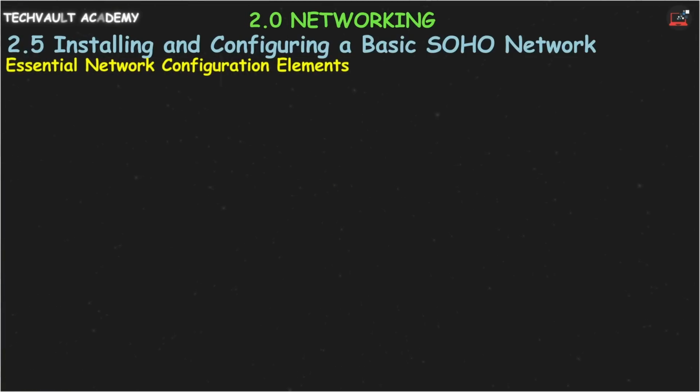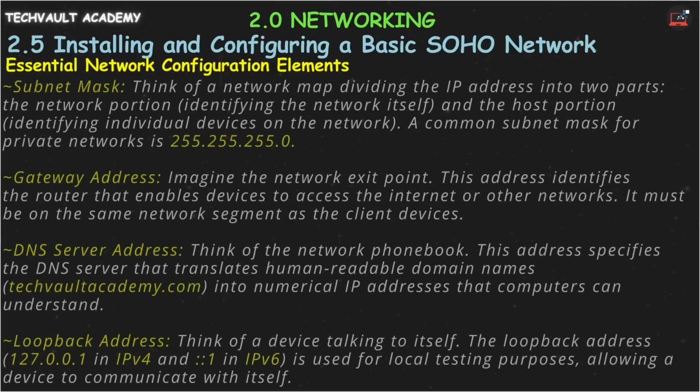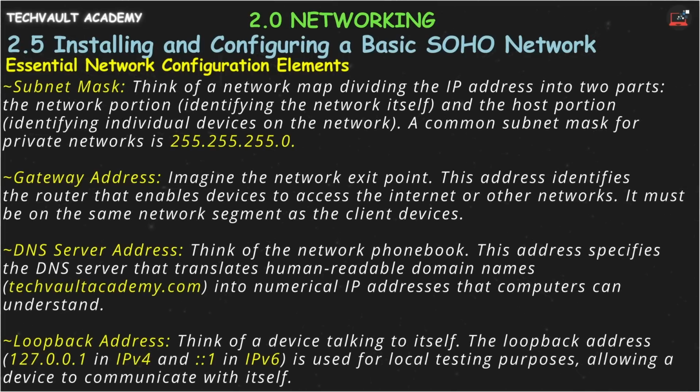Essential network configuration elements. Subnet mask. Think of a network map dividing the IP address into two parts: the network portion, identifying the network itself, and the host portion, identifying individual devices on the network. A common subnet mask for private networks is 255.255.255.0.